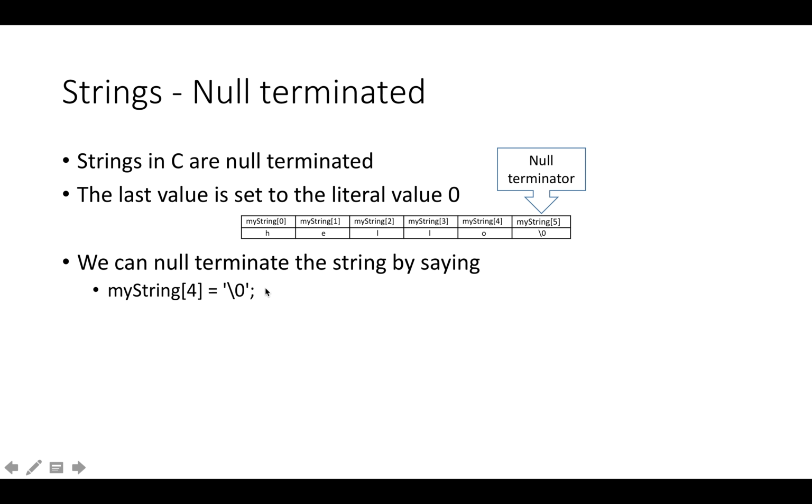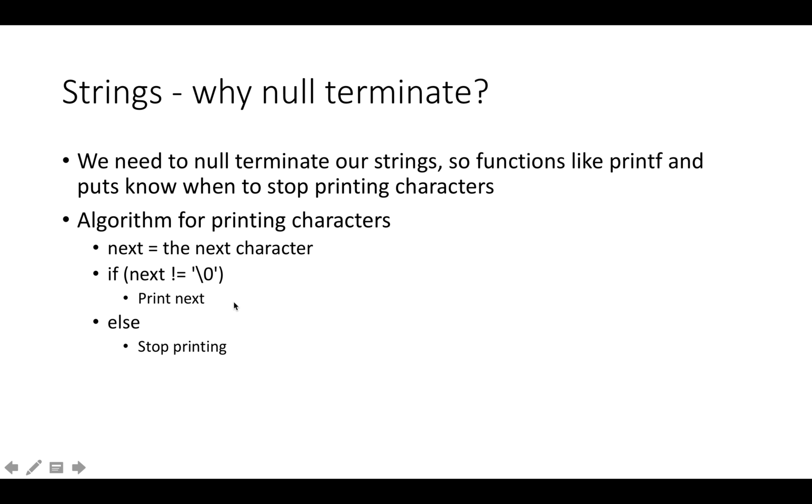So we can null terminate the string by saying my string, and then the position that we want to stop the string at, and then set that to character \0. So why do we need to do that? We need to null terminate our strings so functions like printf and puts know where to stop printing characters. Since in C strings are just a grouping of characters, we need a special character that tells functions that are using the string where the string actually stops.